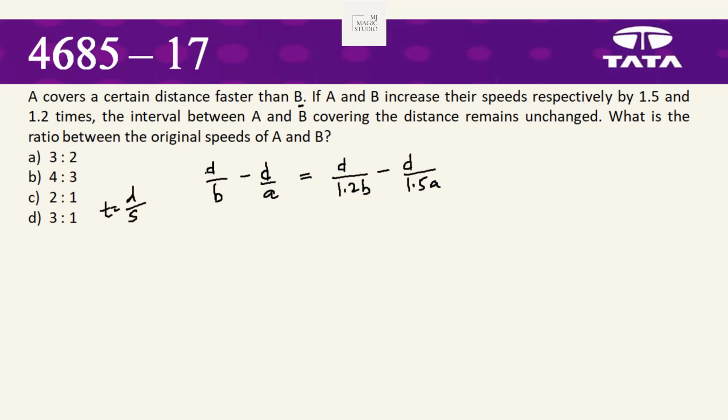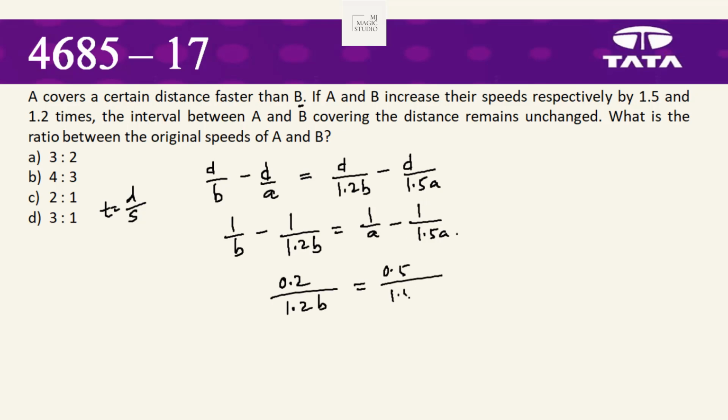Time is equal to distance by speed is used. Now instead of D, we can write 1, assuming that distance is 1 kilometer or something like 1 unit. Now once we are solving this, 1 by B minus 1 upon 1.2B equals 1 by A minus 1 upon 1.5A. 1.2 minus 1 is 0.2 by 1.2B equals 1.5 minus 1 is 0.5 by 1.5A. So this goes 6 times and this goes 3 times. So A by B is 6 by 3, that is 2 by 1.